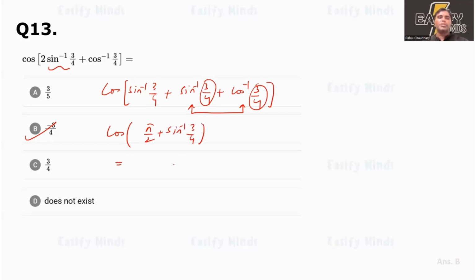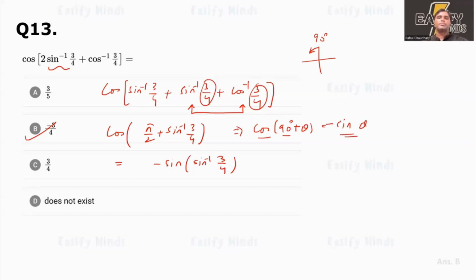So cos of 90 plus theta. What is cos of 90 plus theta? Minus sin theta, where theta is sin inverse 3 by 4. Yes or no? Cos of 90 degrees plus theta. 90 is there, so cos will change into sin. 90 plus means second quadrant, where cos is negative, so minus sin theta. Now sin inverse sin gets cancelled. What is the answer? Minus 3 by 4. Is that clear? Anyone have any doubt?